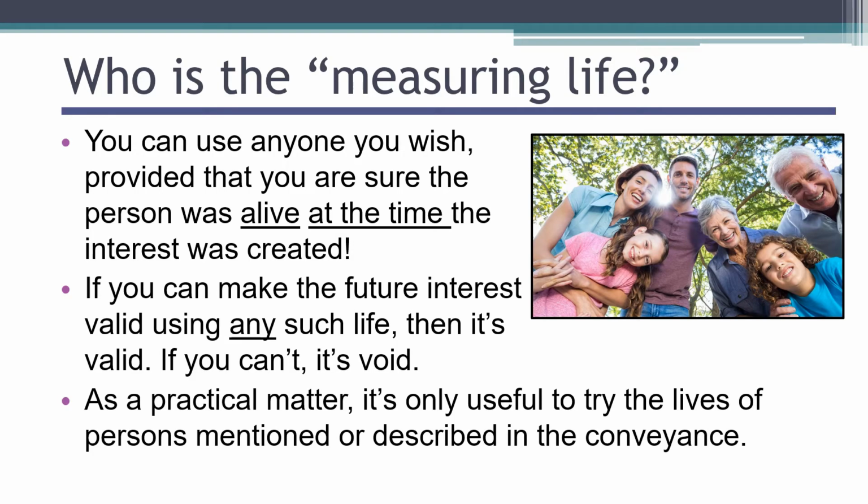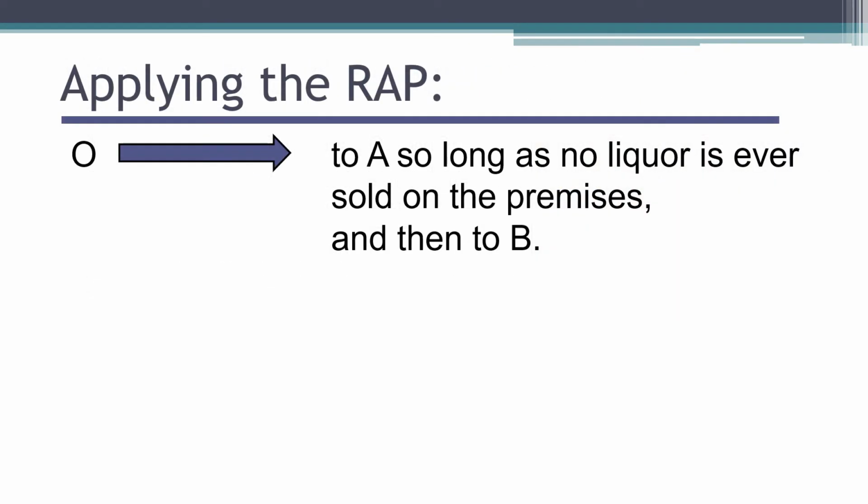However, as a practical matter, it doesn't do any good to pick names out of the phone book or use names chosen at random. It's only useful to try using the lives of the people who are mentioned or described in the conveyance. But you can try any of them as long as you're sure they're alive, and if you can make the future interest valid using any one of them, then it's valid. Well, now we're ready to try a few examples of the rule against perpetuities and see how it works.